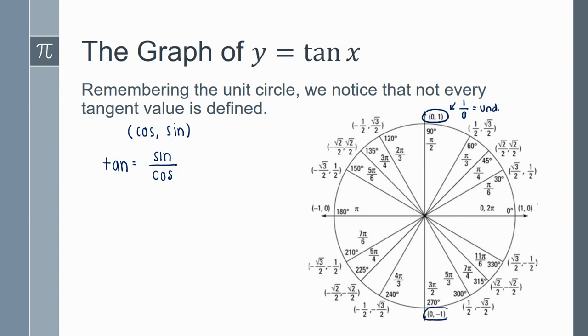Same thing down here at the bottom at 0, -1. If I wanted tangent, it would be -1 divided by 0. You can't divide by 0. That becomes undefined. So while with sine and cosine, we were able to use that whole entire unit circle, from 0 to 2 pi, to create the shape of that function, we're not going to be able to do that with tangent. We're only going to be able to use half of the graph.